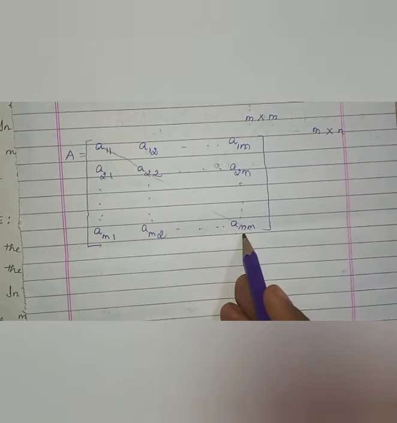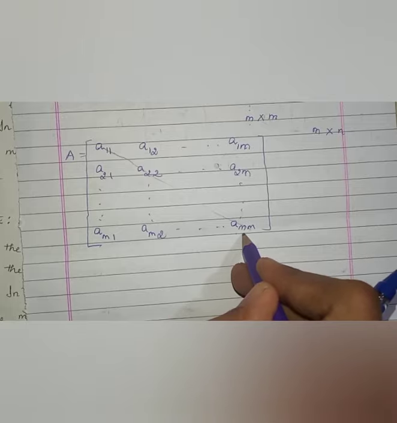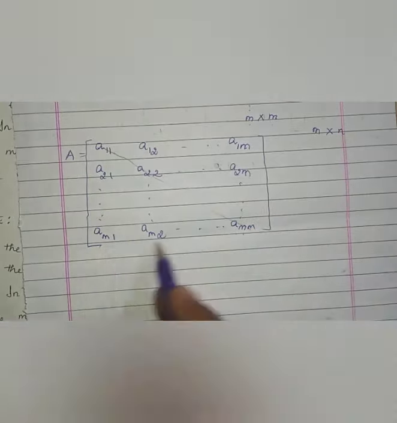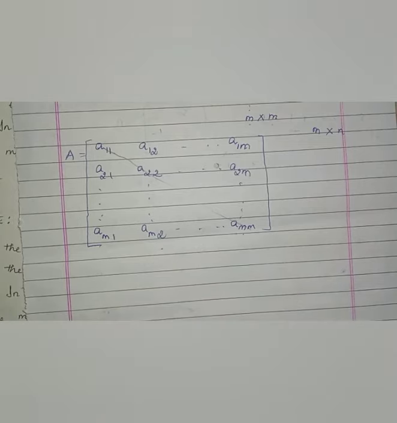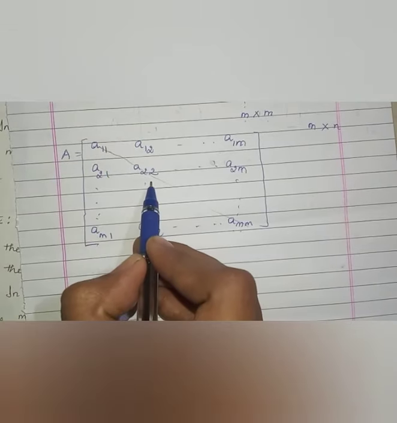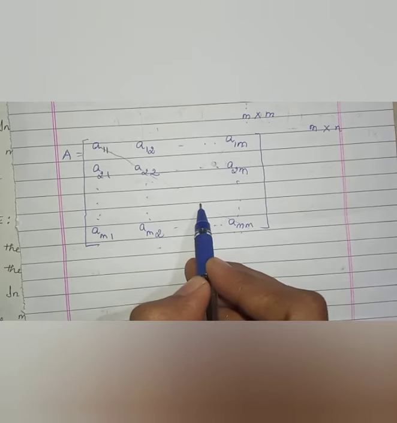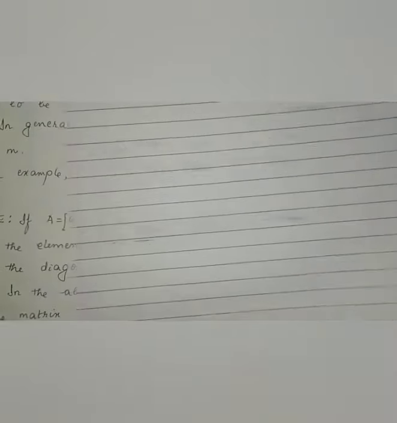The entries of this line are called the diagonal entries of a square matrix, and the remaining elements are called non-diagonal entries. Therefore, what are the diagonal entries? A11, A22, A33, A44, etc. AMM are called the diagonal entries here.